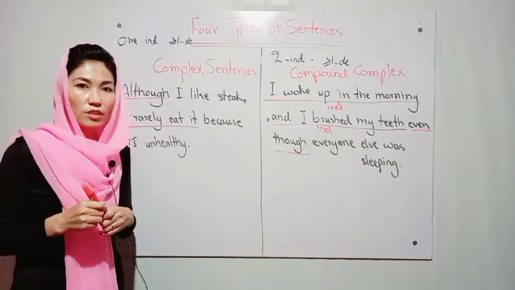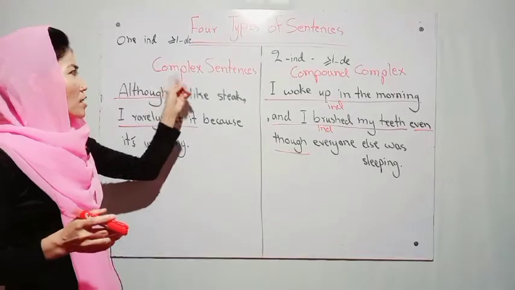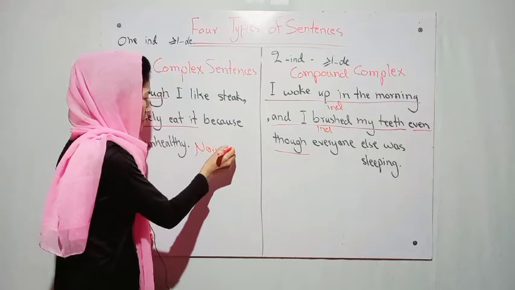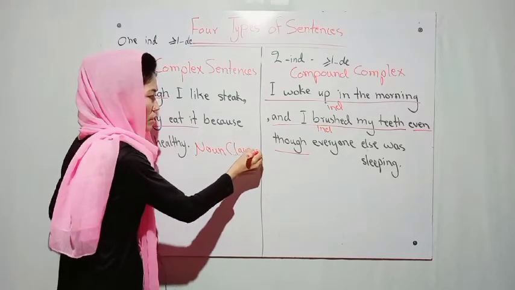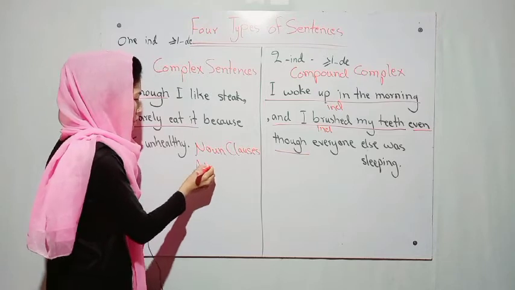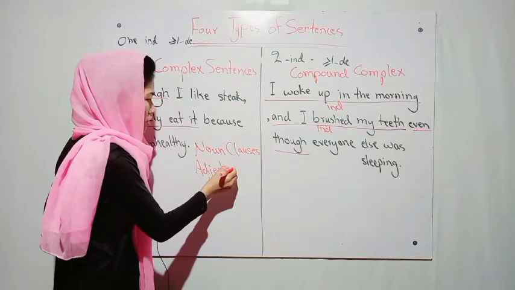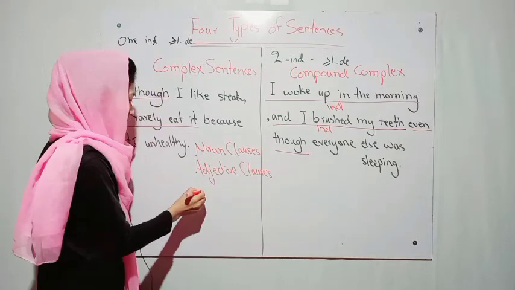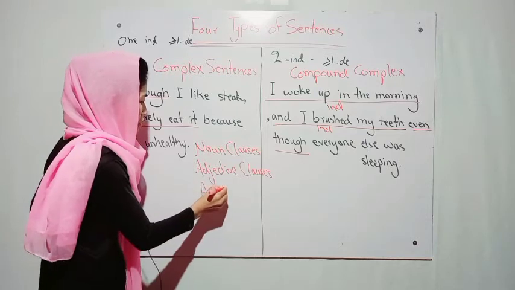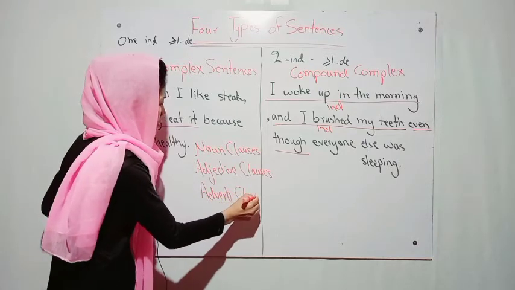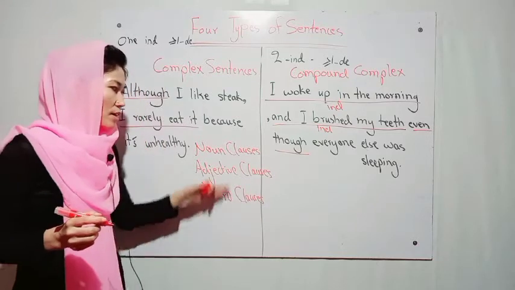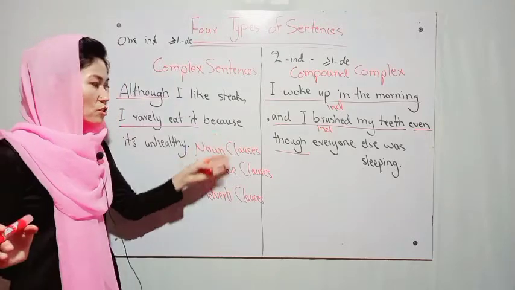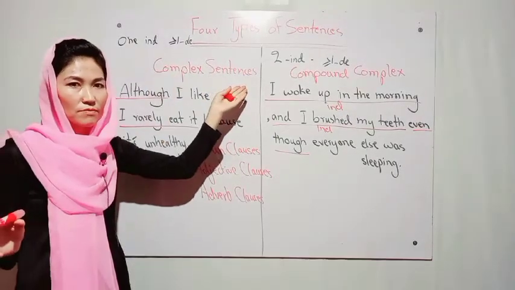There are 3 types or 3 kinds of complex sentences: noun clauses, adjective clauses, and adverb clauses. They are entirely different lessons that I taught before. They are the 3 types of complex sentences.